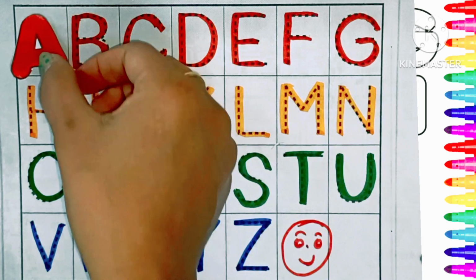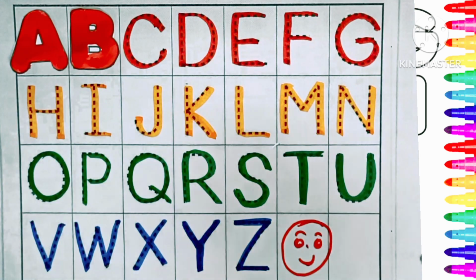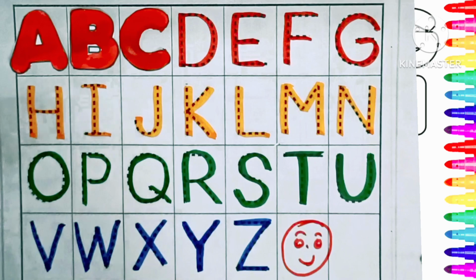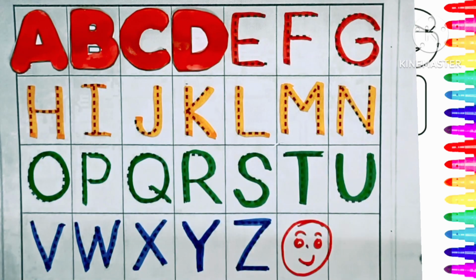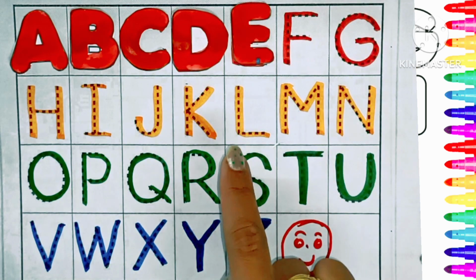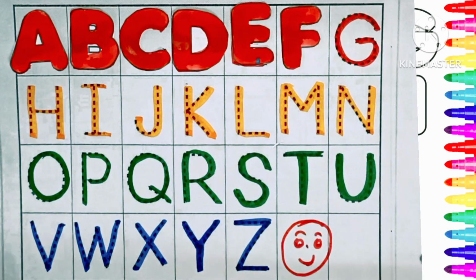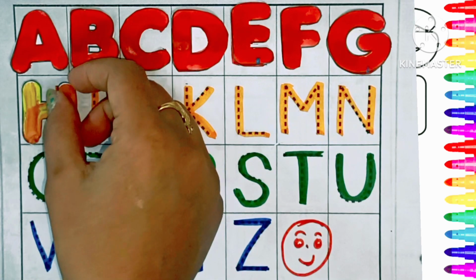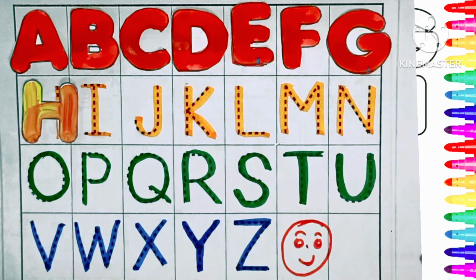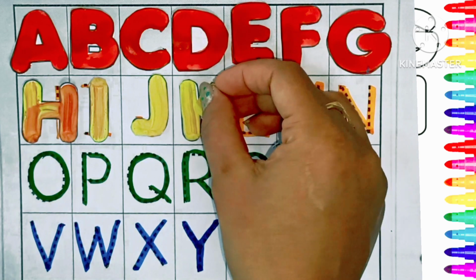A for apple. B, B for ball. C, C for cat. D, D for dog. E, E for elephant. F, F for fish. G, G for grapes. H, H for hen. I, I for ice cream. J, J for jug.